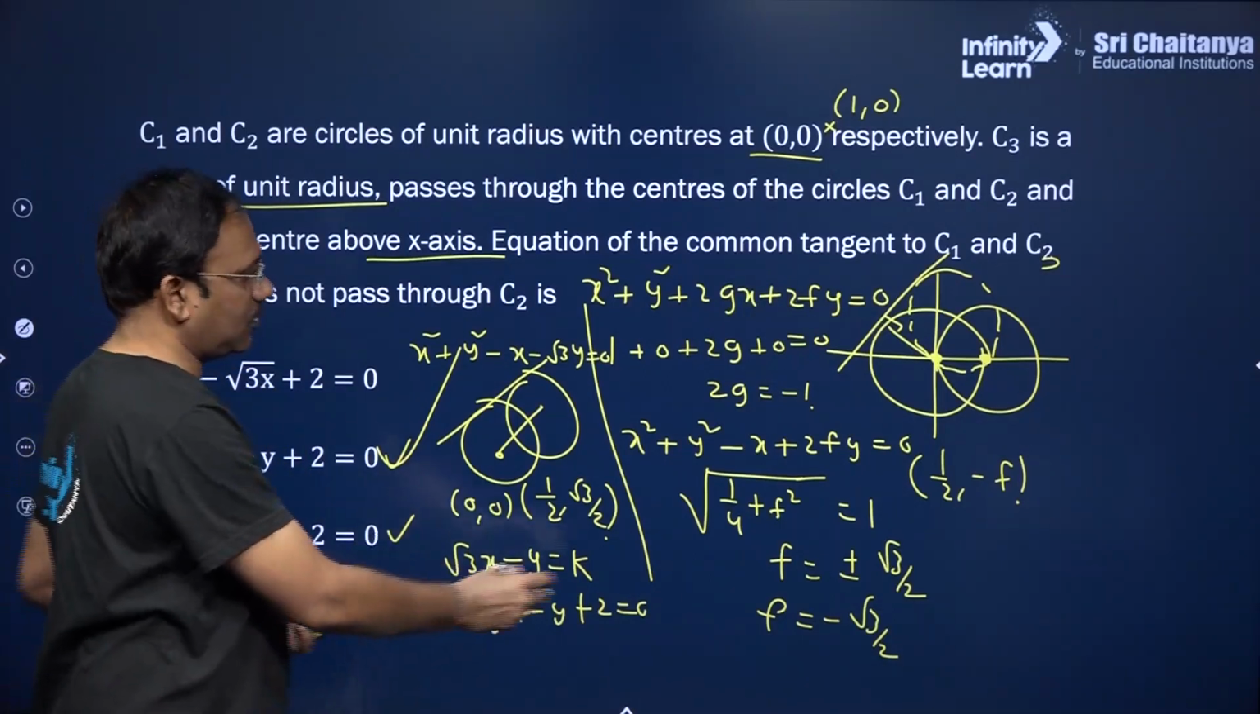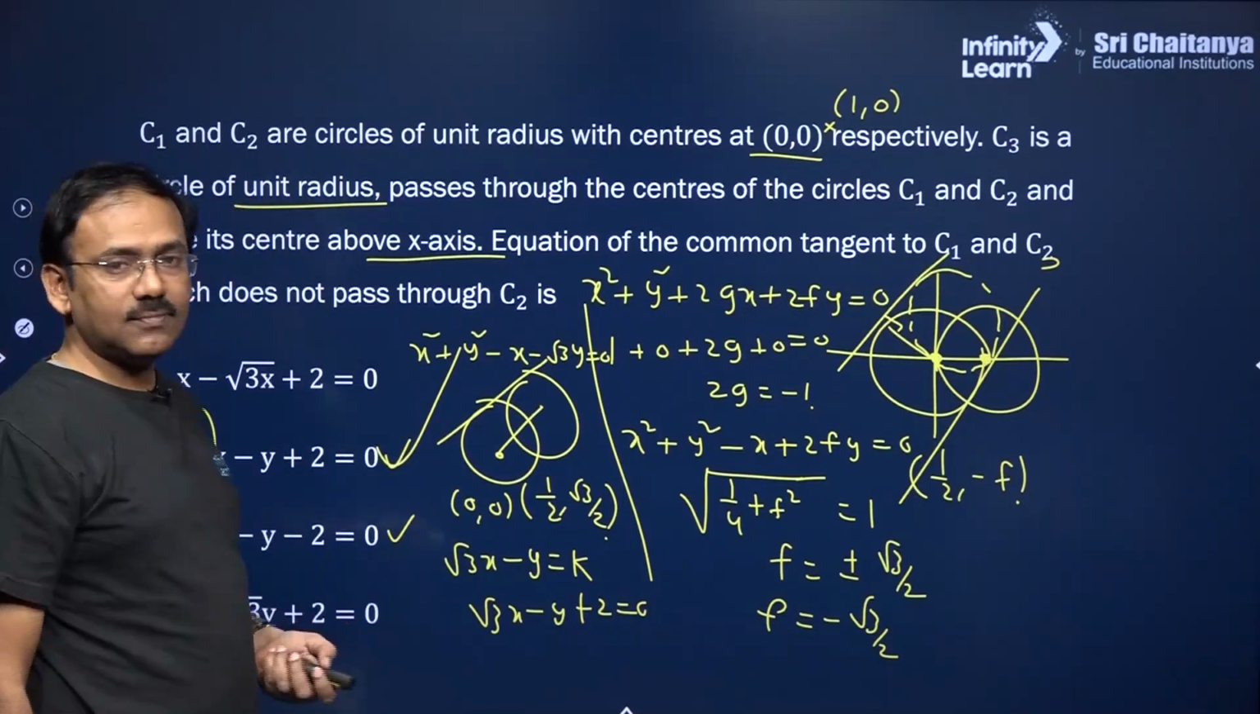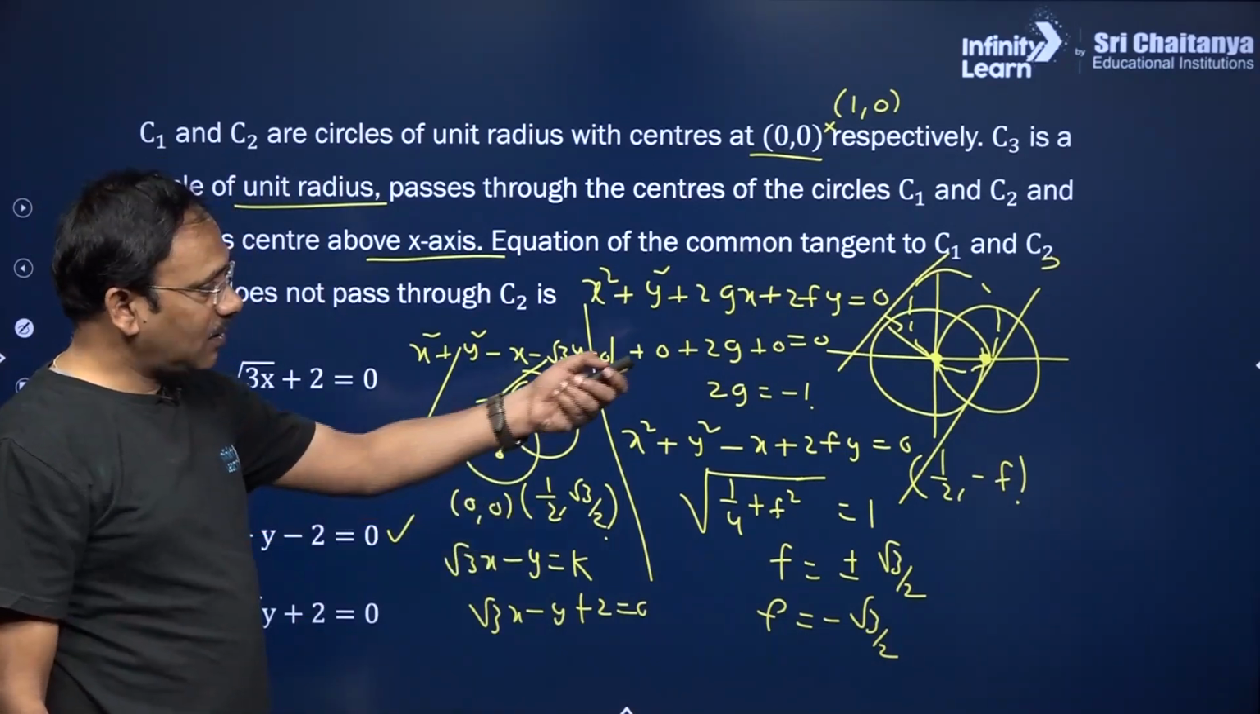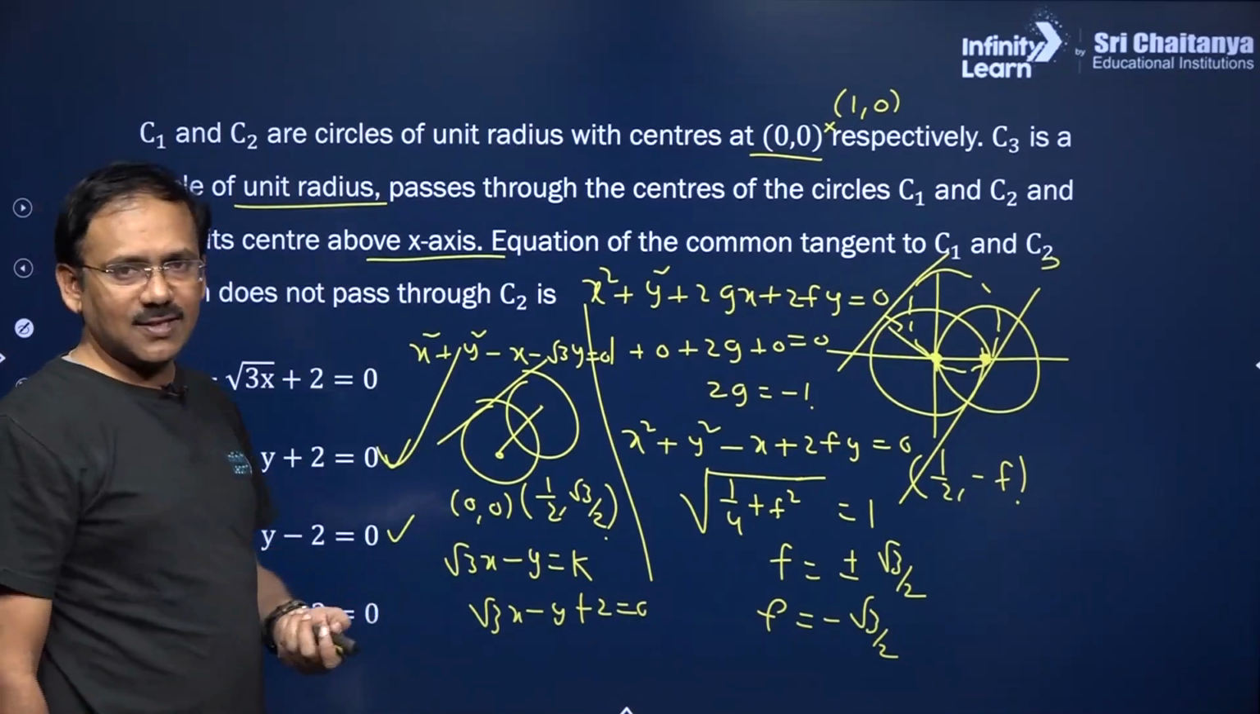If you take this option, you are going to get this line which cuts the x axis, especially at, you see, C2, it is also going to cut C2. So it should not cut, right? So that is the thing.